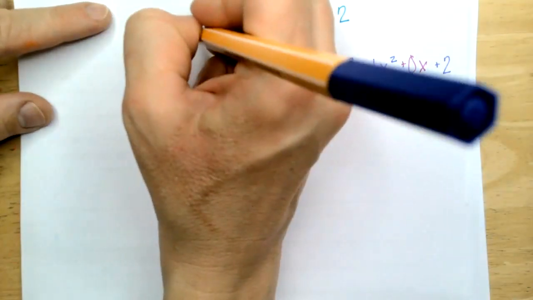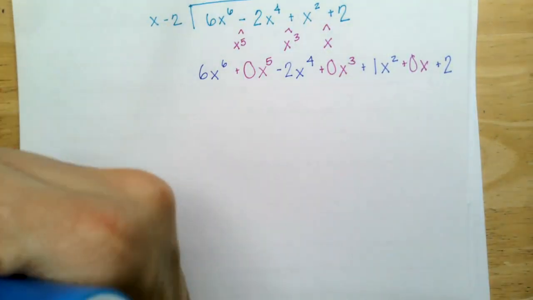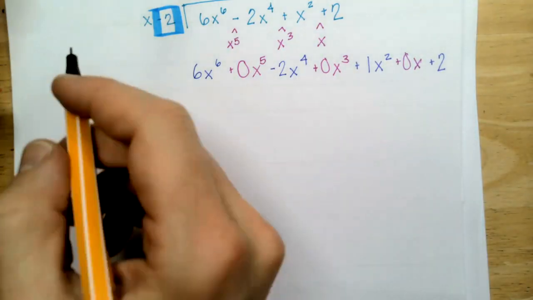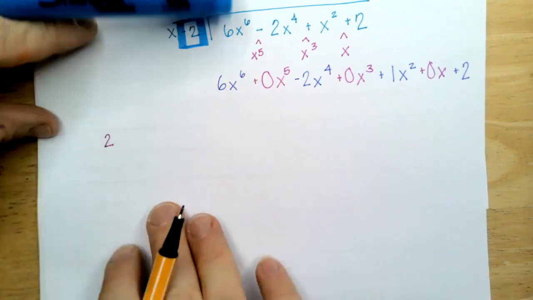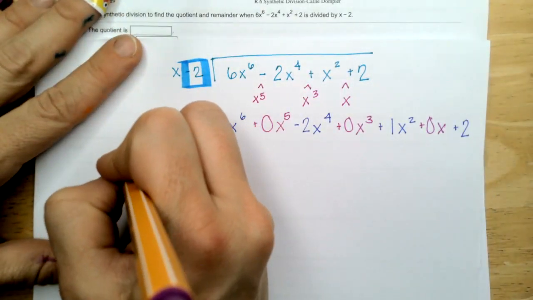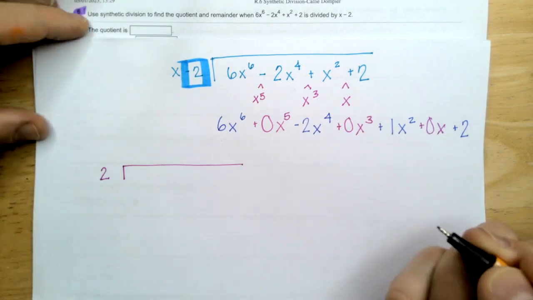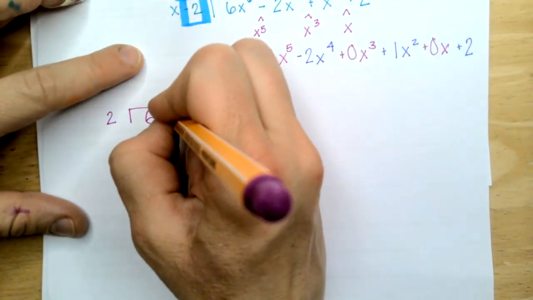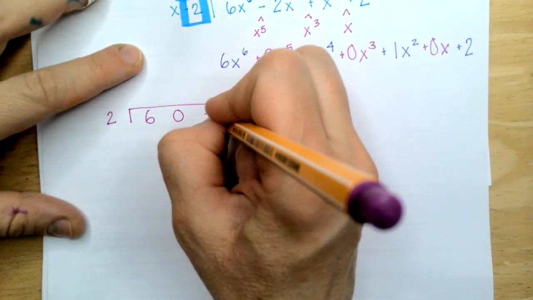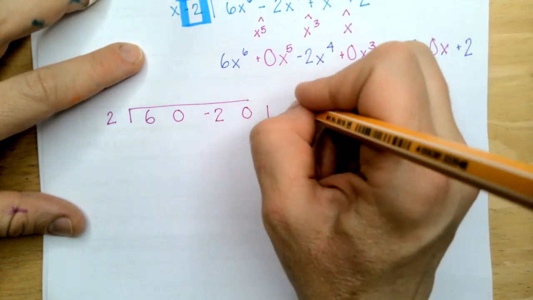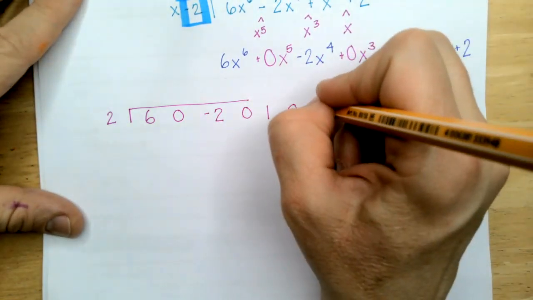All right, x minus 2, same as before. The minus 2 becomes a positive 2. So I'm going to put 2 right here. I guess like that. I don't like it, but I'll do it. 6, 0, negative 2, 0, 1, 0, 2.